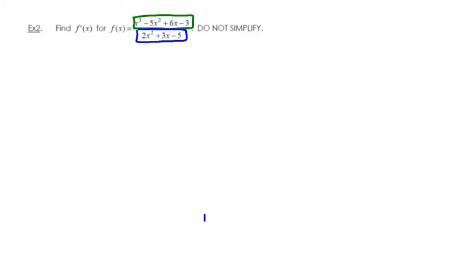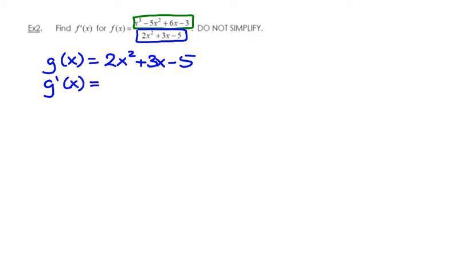Okay, so why don't we do g at x again first? Okay, actually, you know what? I'll just write it here. G at x is equal to 2x squared plus 3x minus 5. So if we take the derivative, I'm just going to go a little bit faster now because I'm hoping that you guys already understand the power rule pretty good.